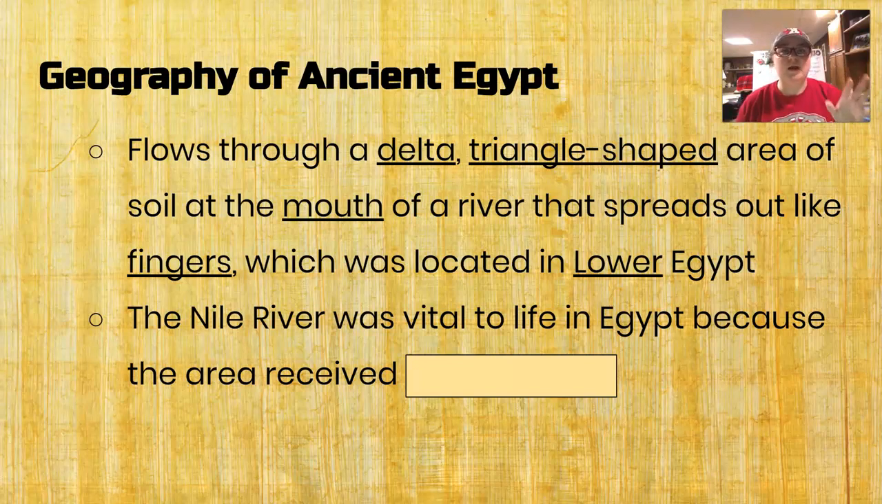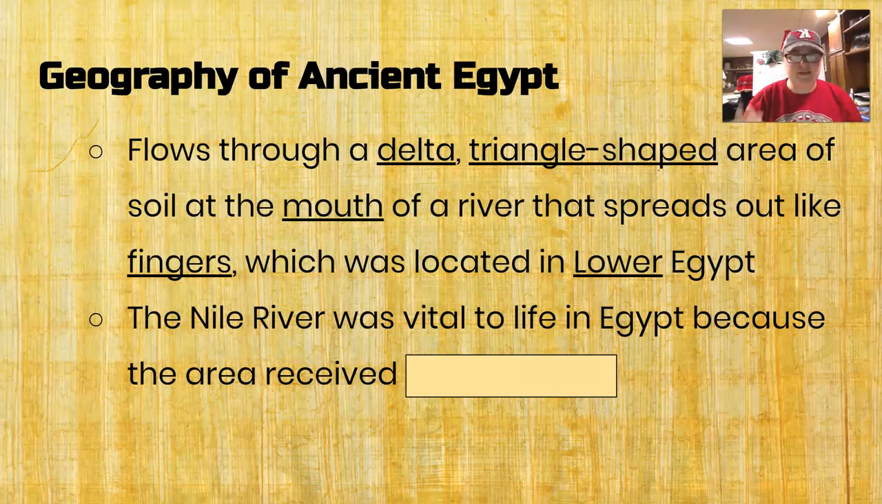So the part where this delta is Lower Egypt, and I'm going to show you a picture here in a minute, where you can see all these little rivers almost that spread out like fingers in this delta, and the soil in this delta is really, really rich. It's really cool to see from a satellite, which I'm going to show you here in just a minute.